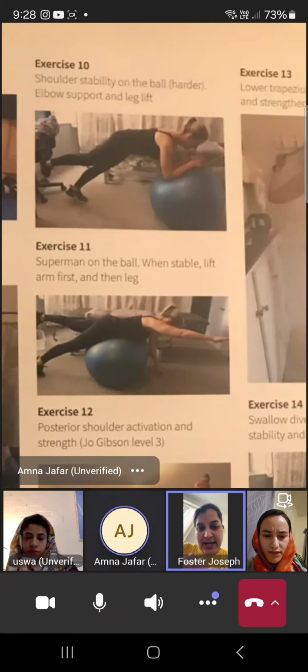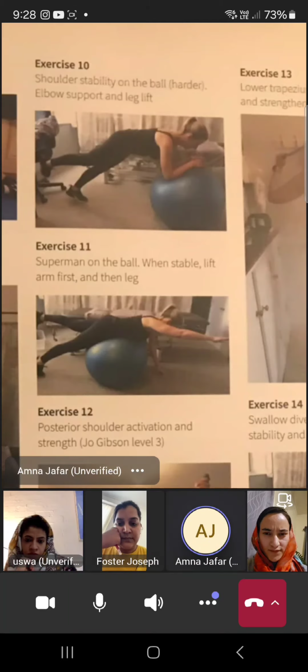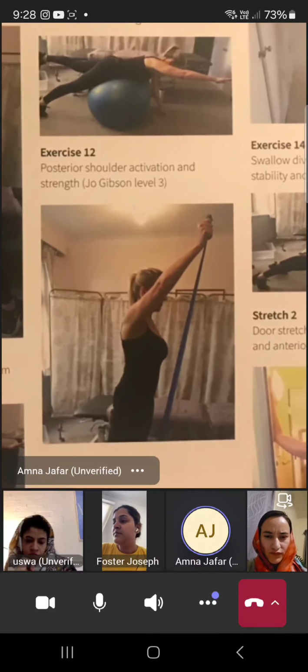The serratus anterior test is where you go on all fours and check the scapular rhythm. I think the test is later the treatment as well. Like the test of symptom improvement, they are the treatment exercise. Then exercise 10, shoulder stability on the ball, that is harder, elbow support and leg lift. Exercise 11, Superman on the ball when stable, lift arm first and then leg. Exercise 12, posterior shoulder activation and strength, Jo Gibson level 3.